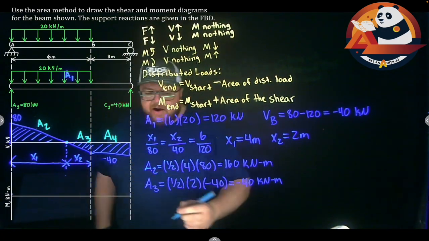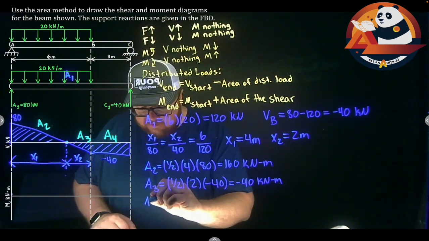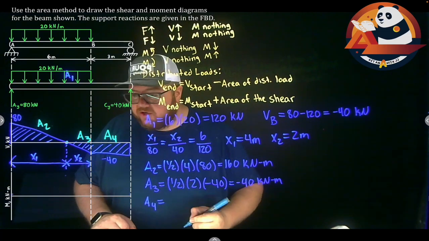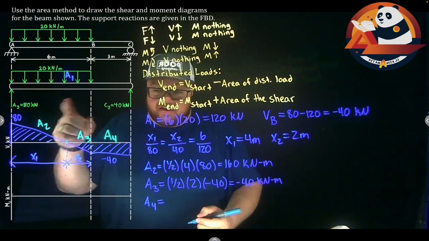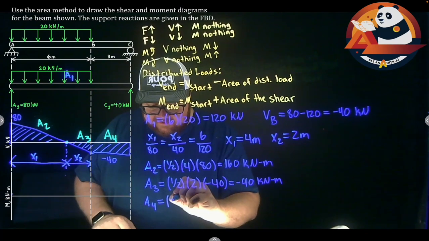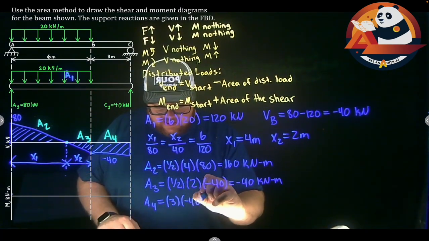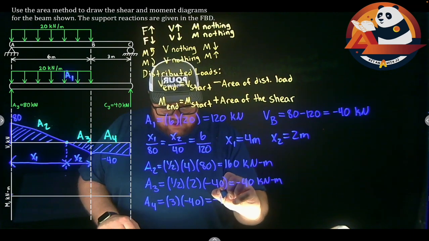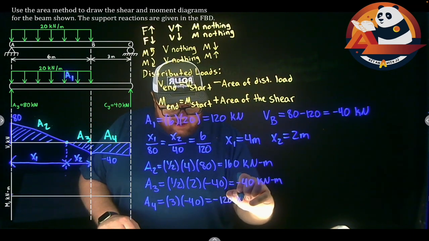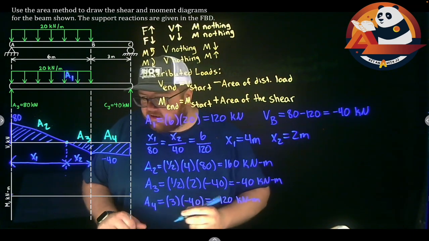And then my last area, area 4. Area 4 should be base times height. It's a rectangle. My base is 3. My height is negative 40. 3 times negative 40 is negative 120 kilonewton meters.